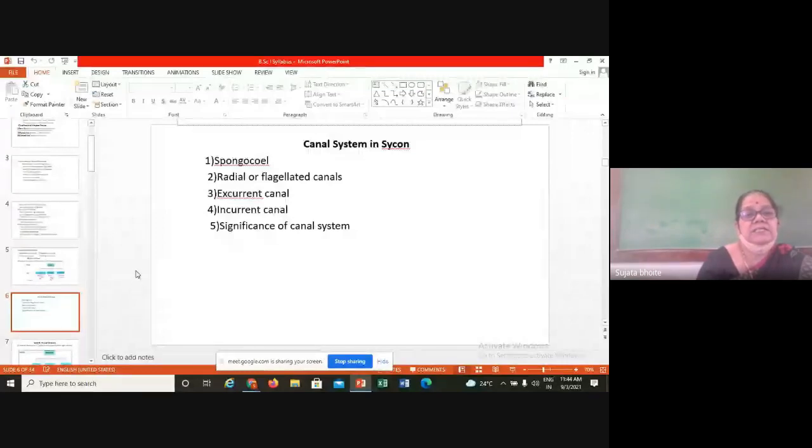Next point is the canal system in Scypha. The canal system of Scypha consists of many spongial, radial or flagellated canals, excurrent canals, incurrent canals, and the last point is the significance of the canal system.